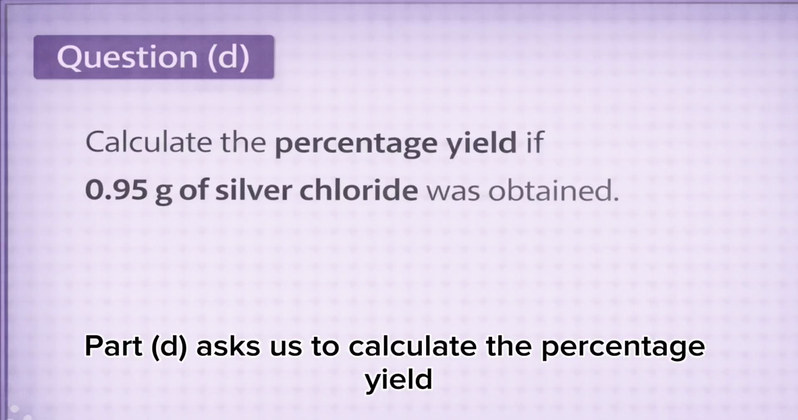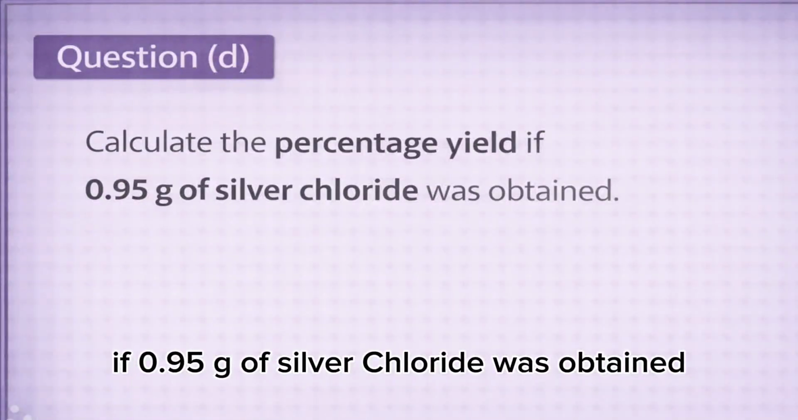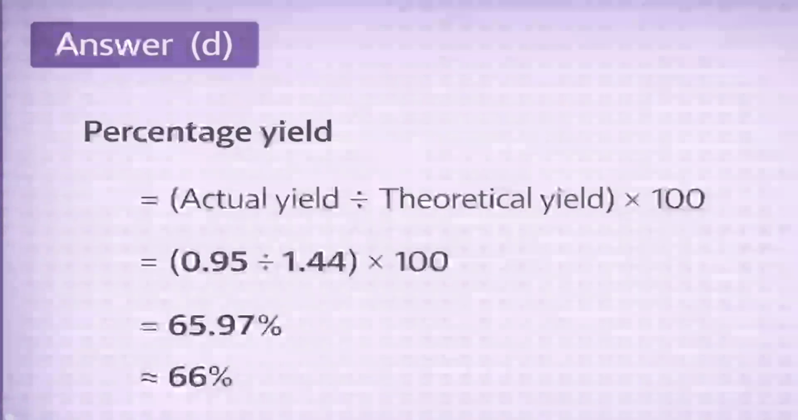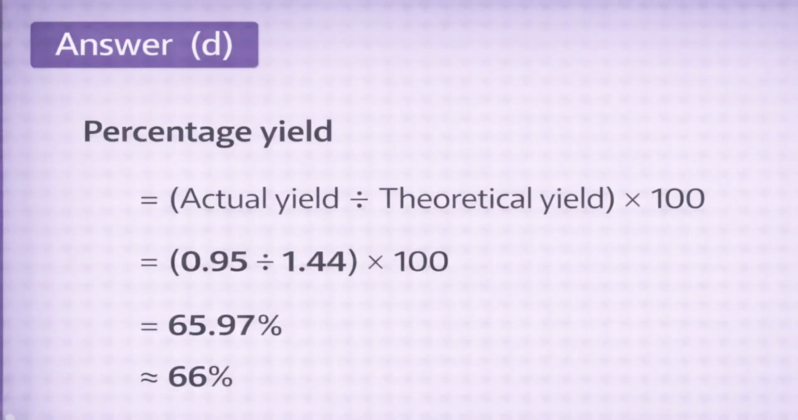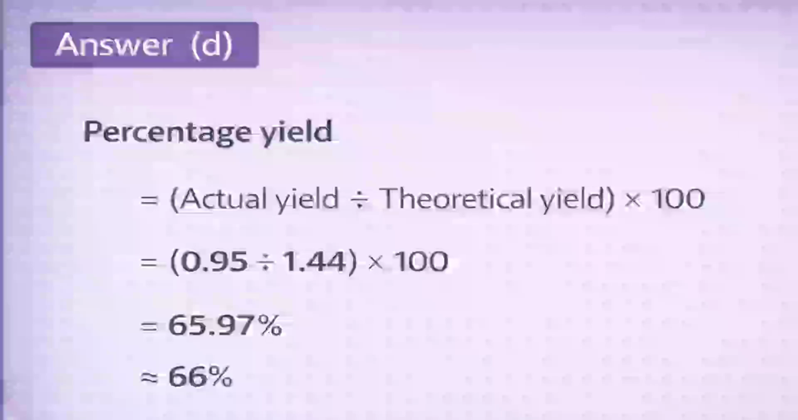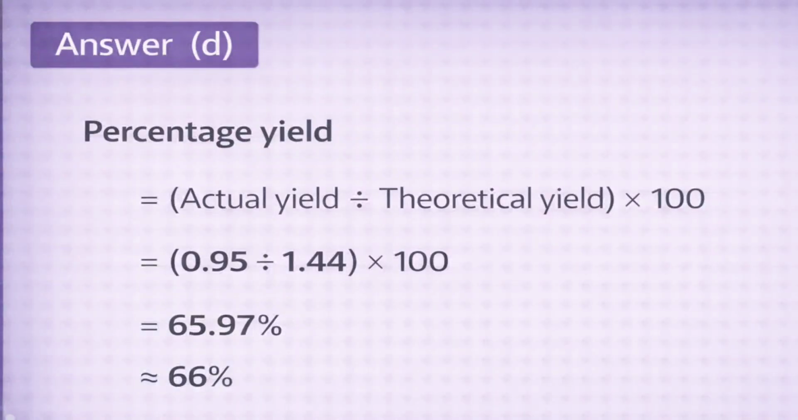Part D asks us to calculate the percentage yield if 0.95 grams of silver chloride was obtained. Percentage yield equals actual yield divided by theoretical yield multiplied by 100. So we calculate 0.95 divided by 1.44 multiplied by 100. This gives approximately 66%.